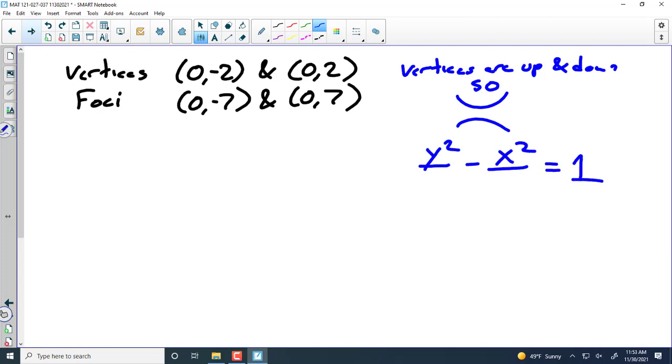So I know it's going to be y squared minus x squared. Just by noticing the vertices go up and down, I know that the hyperbola opens up and down, and that's enough to tell me that y squared comes first. Are we okay so far? Draw a little sketch here for myself. Don't know quite what's going to become of me on this problem, but we'll see. Vertex, vertex. Focus, focus.